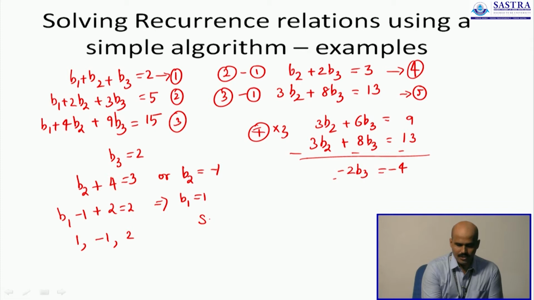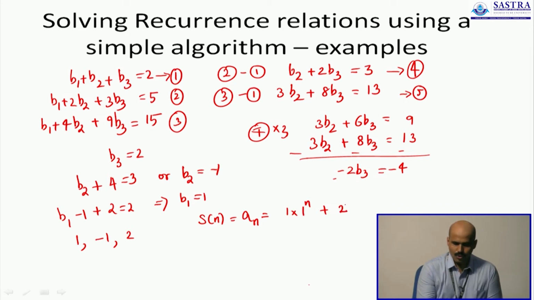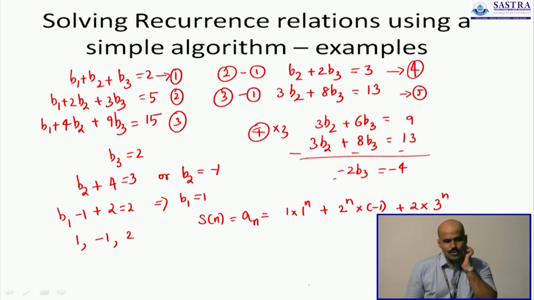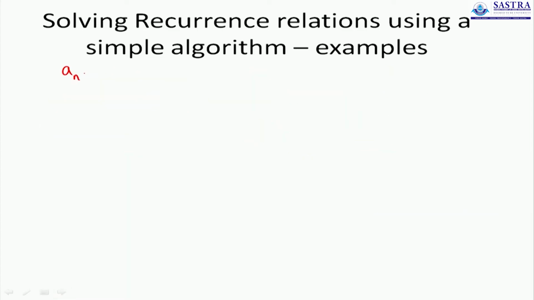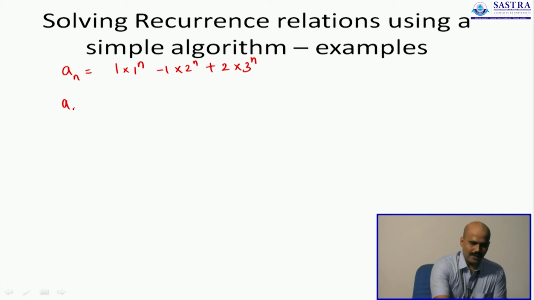Therefore, the recurrence relation S of n, or the answer for the nth term of the sequence, is 1 times 1 power n plus 2 power n times minus 1 plus 2 times 3 power n. This is the solution we are looking for, and we can also verify if this is right. The answer we got is 1 times 1 power n minus 1 times 2 power n plus 2 times 3 power n. So what can a3 be? 1 times 1 cube minus 1 times 2 cube plus 2 times 3 cube. That's 1.